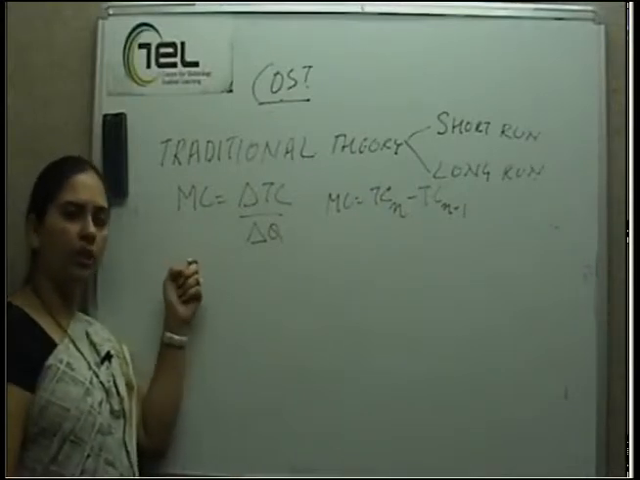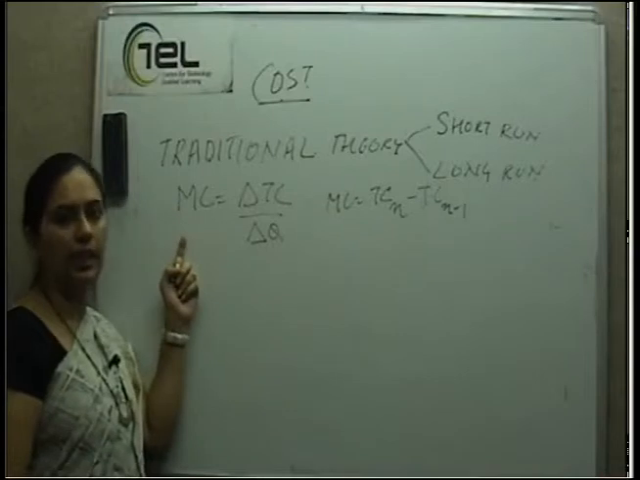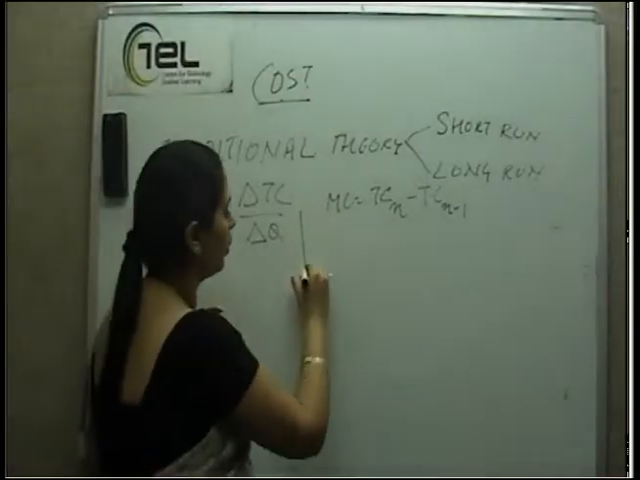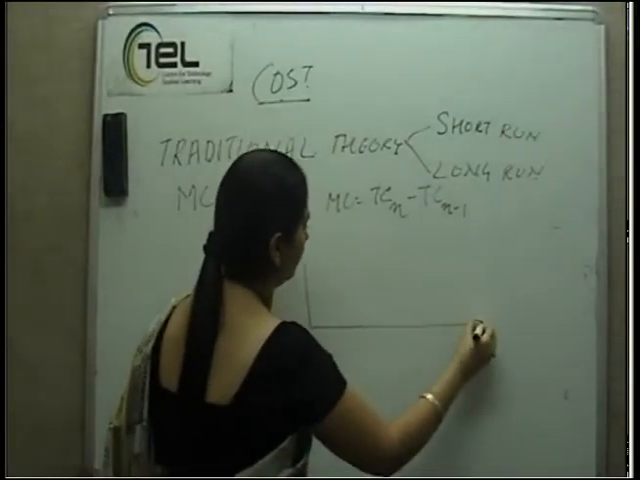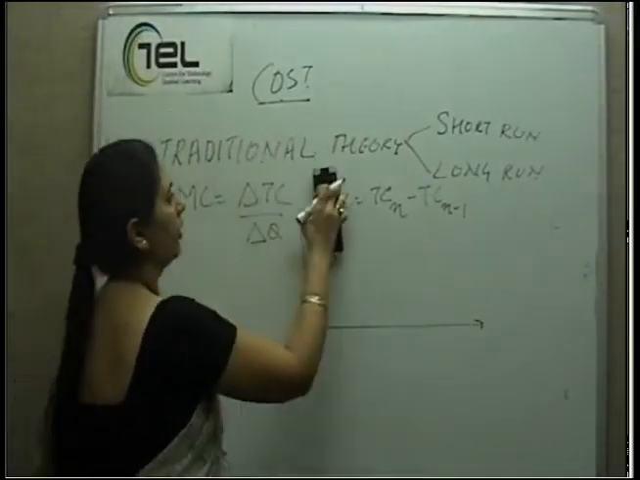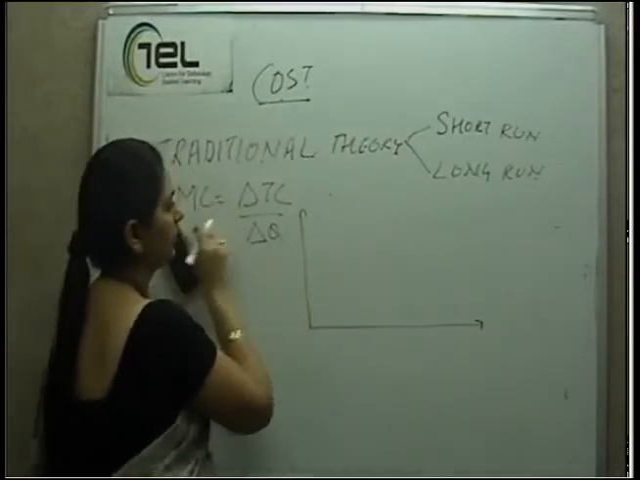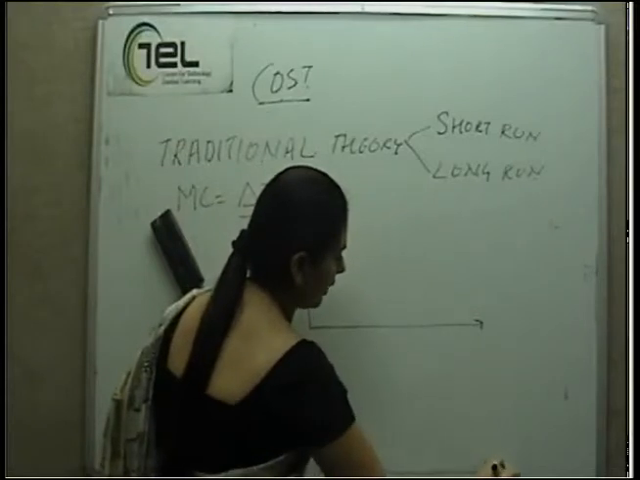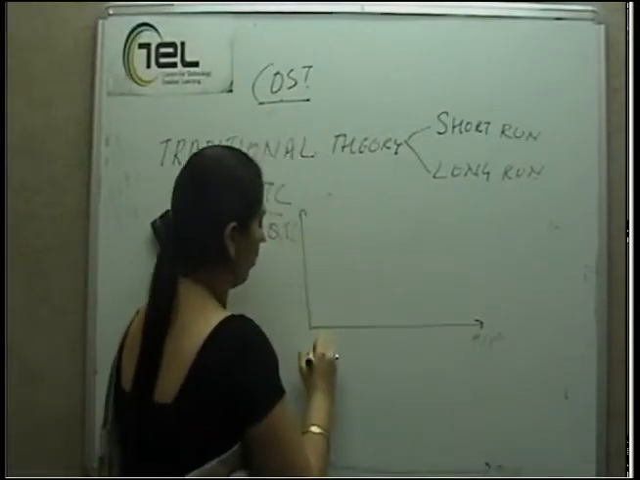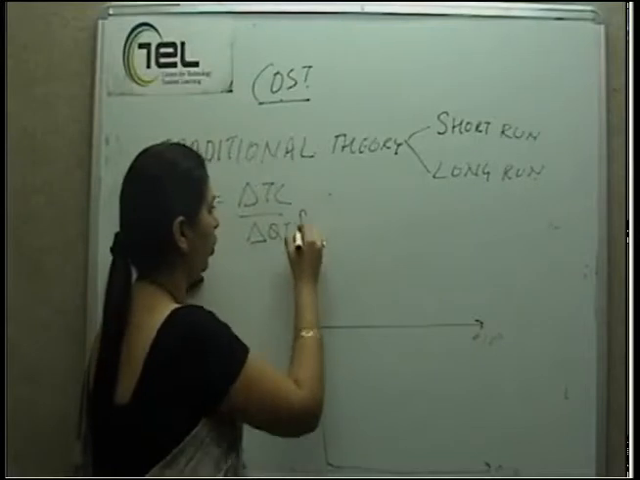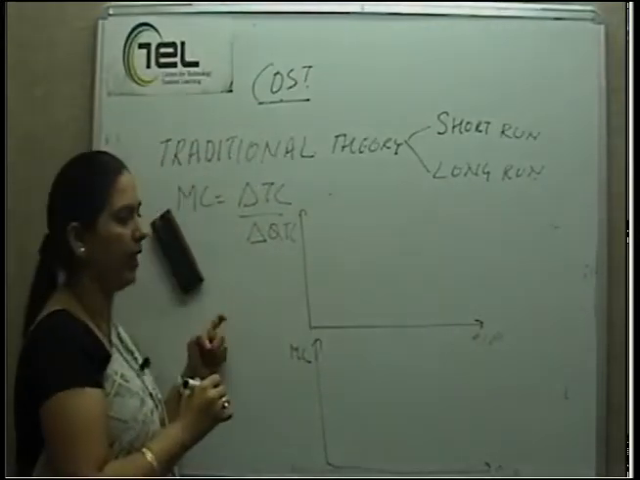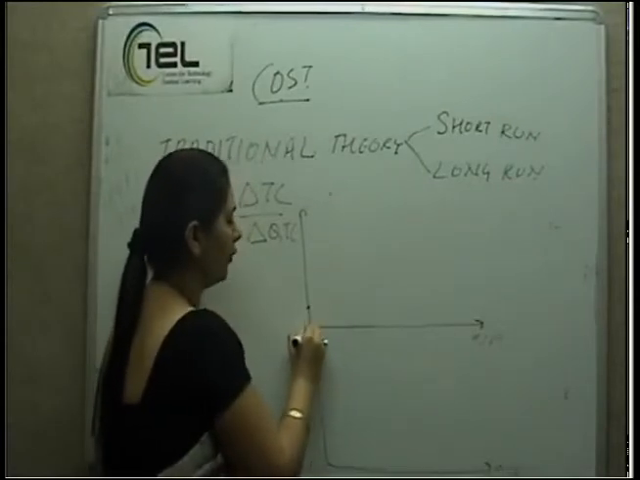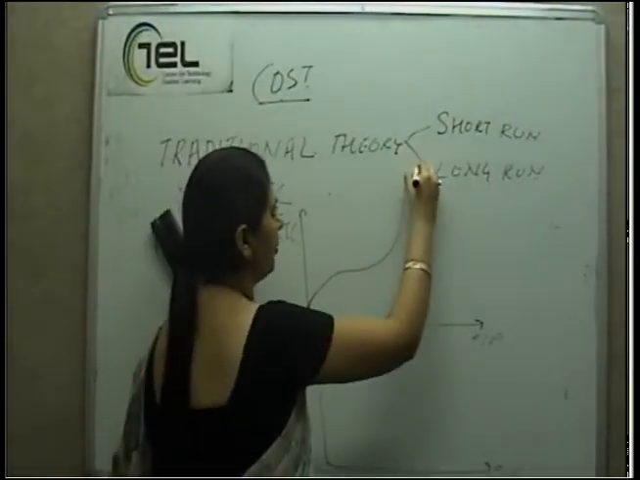Now, in order to derive marginal cost, I will again take help of the total cost curve. So, again we will be plotting two graphs, one below the other. On the x-axis we will have output, and on the y-axis we are going to have total cost and marginal cost in graphs A and B respectively. So, my total cost starts somewhere above the origin and is inverse S-shaped.